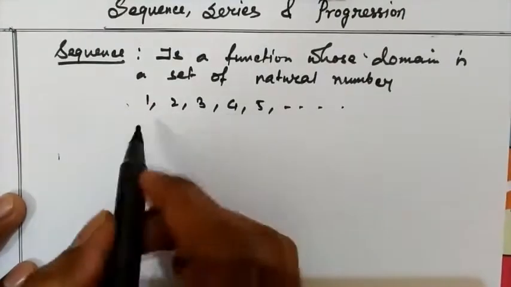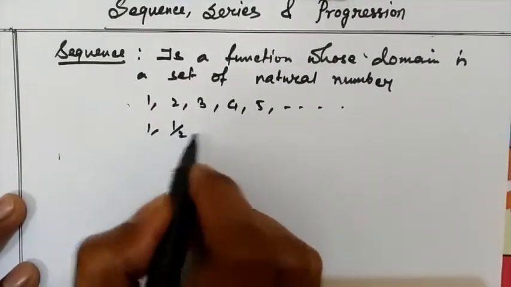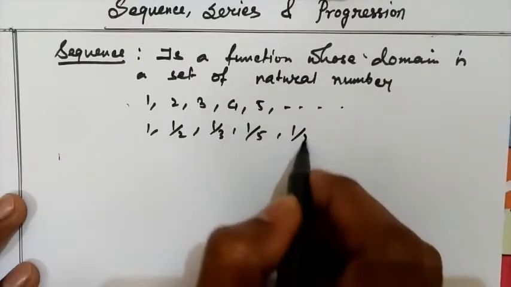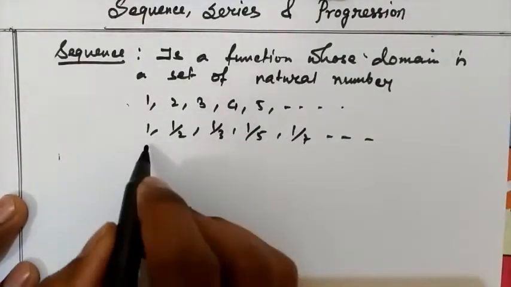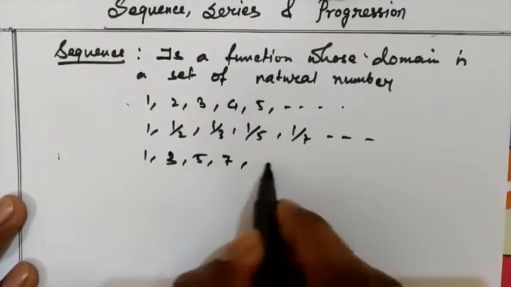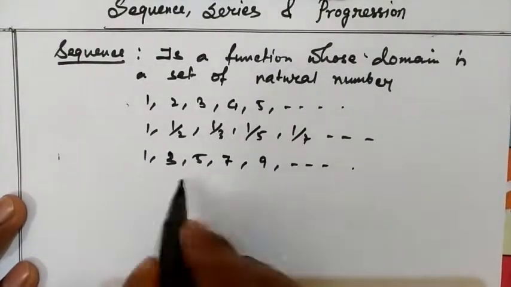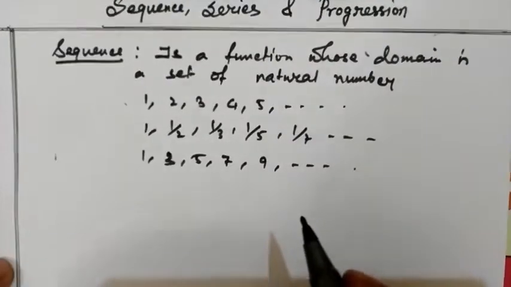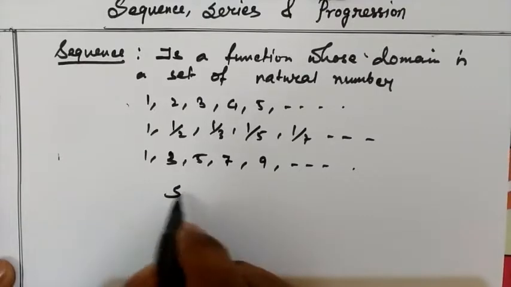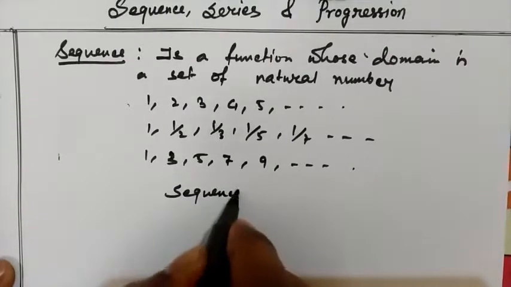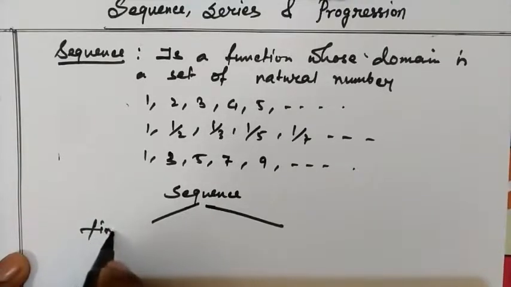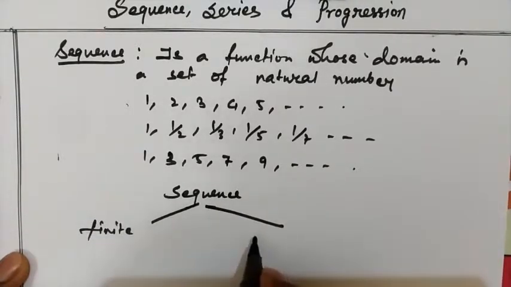This is in sequence also: 1, 1 by 2, 1 by 3, 1 by 5, 1 by 7. This is also a sequence: 1, 3, 5, 7, 9. So two types of sequence are there: first of all finite sequence and infinite.